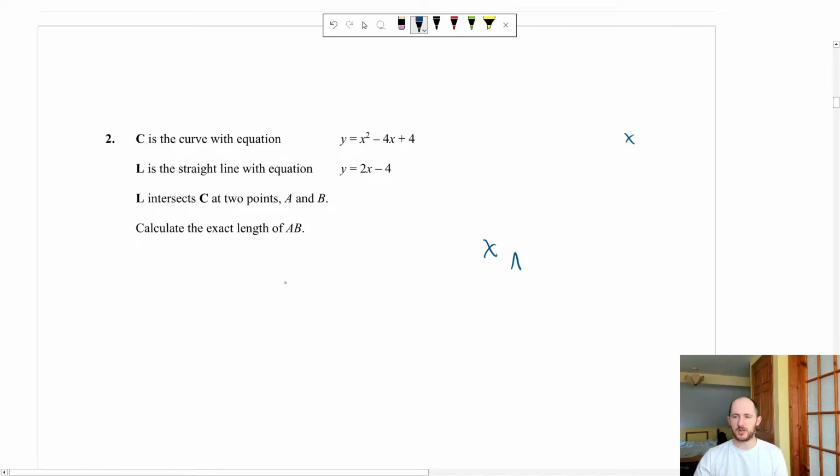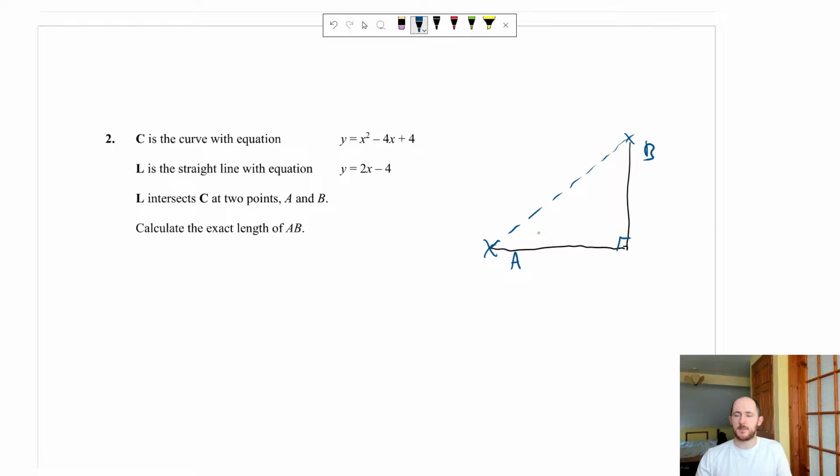I have no idea if it actually looks like this, but that's fine for now. If I want to work out the length of a line going between A and B, I need the coordinates of A and B. Because, as you may know from the way I do this, I break this up into a right angle triangle. And then we just use good old-fashioned Pythagoras to work out the hypotenuse of this triangle, okay?